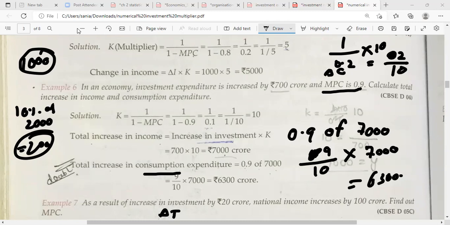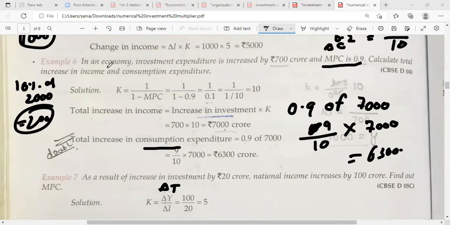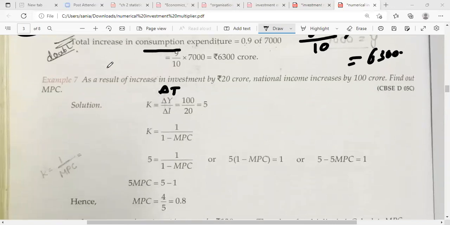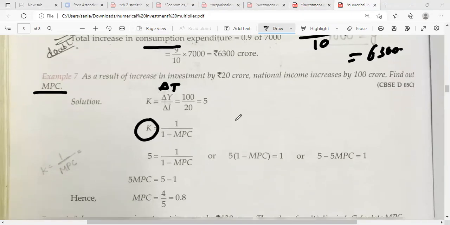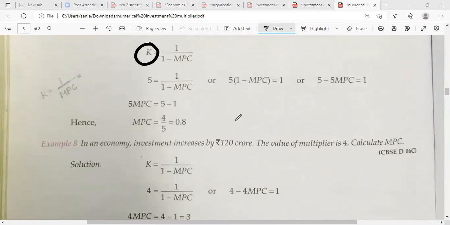0.8. Okay, let's just check. Yes. So very easy. Over here, delta Y was given, delta I was given. So first of all, you will find K, and with the help of K, you will find your MPC. What do you have to find? You have to find MPC.